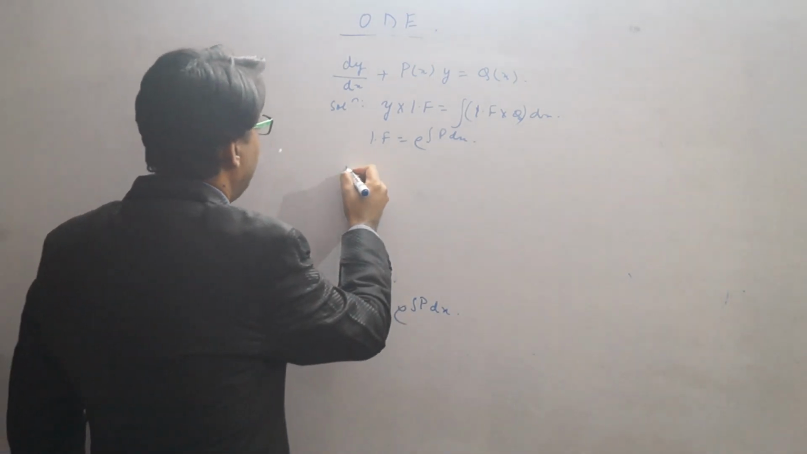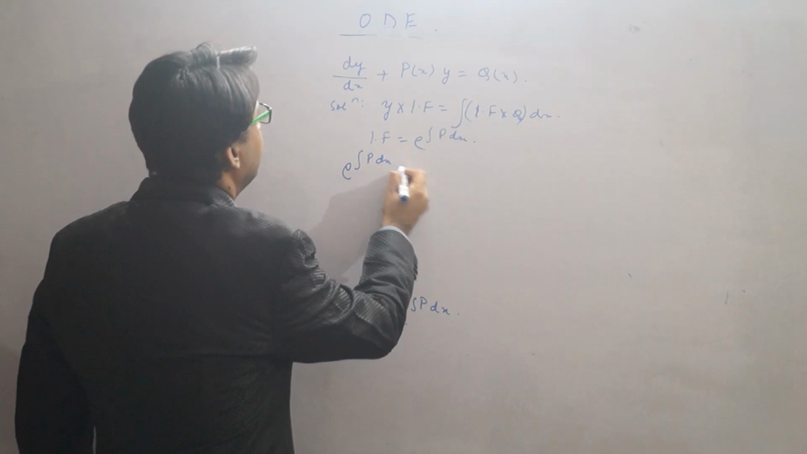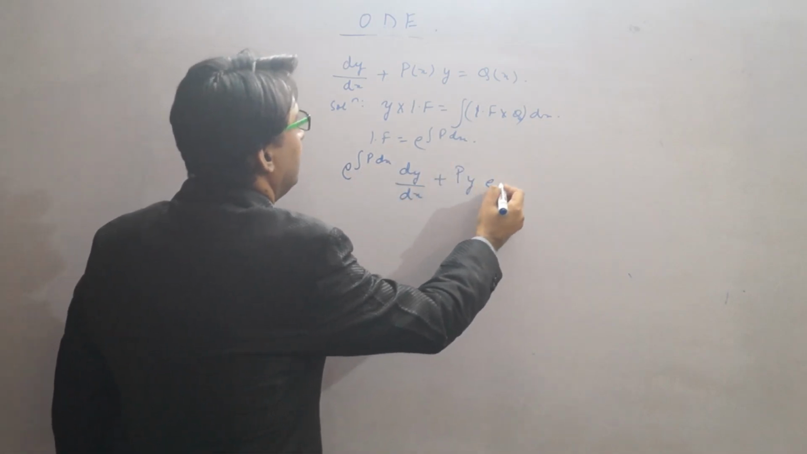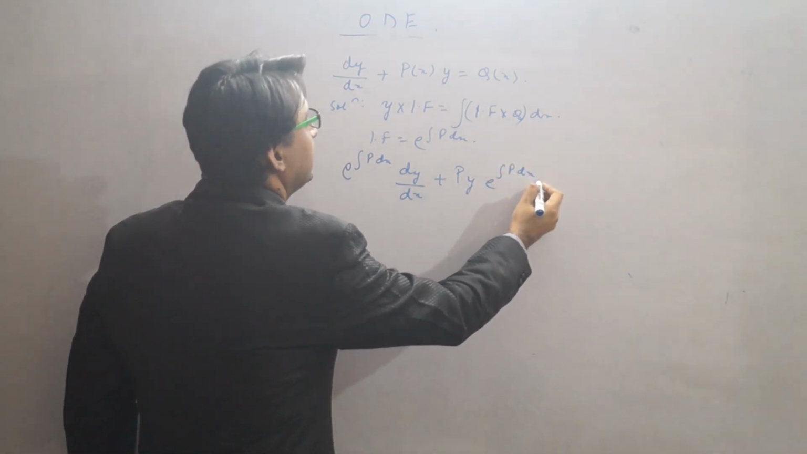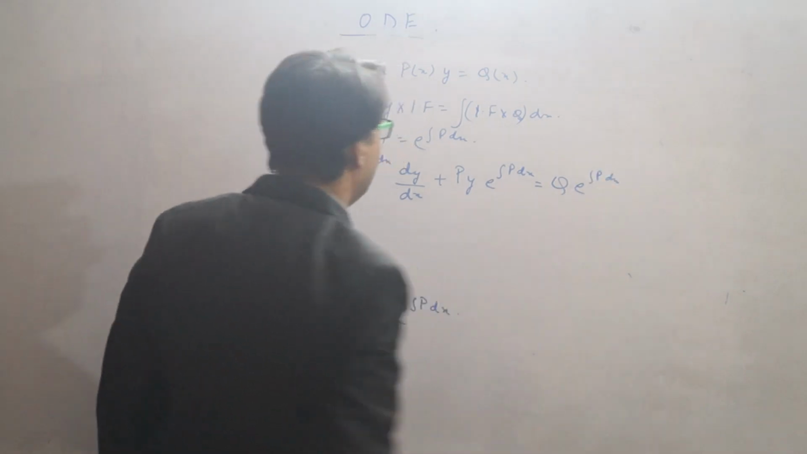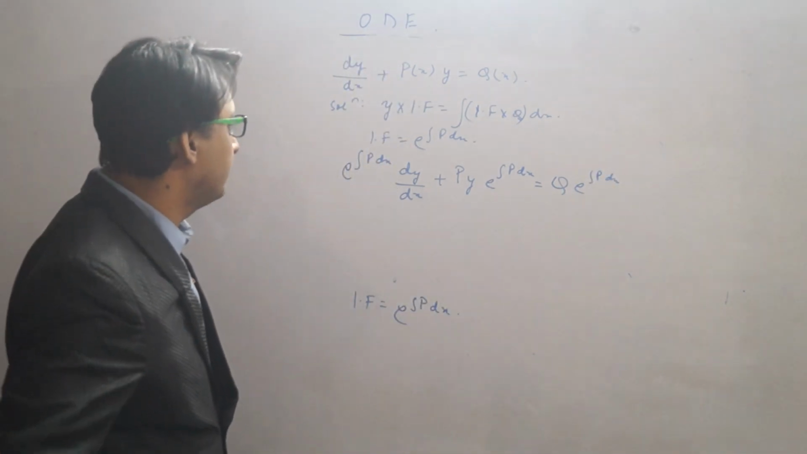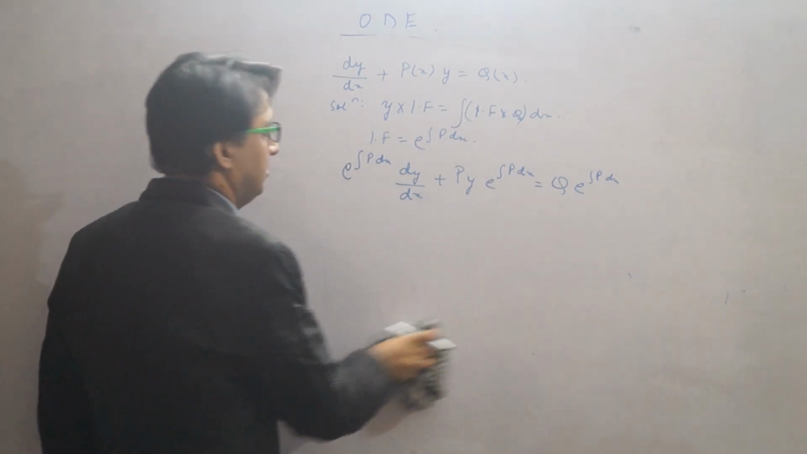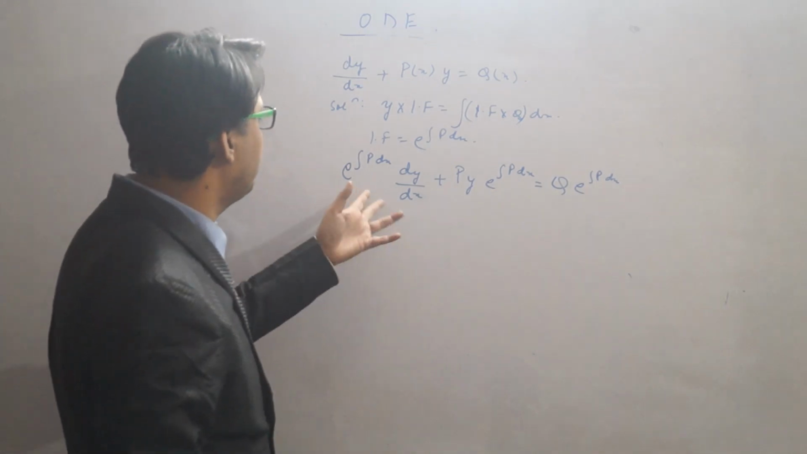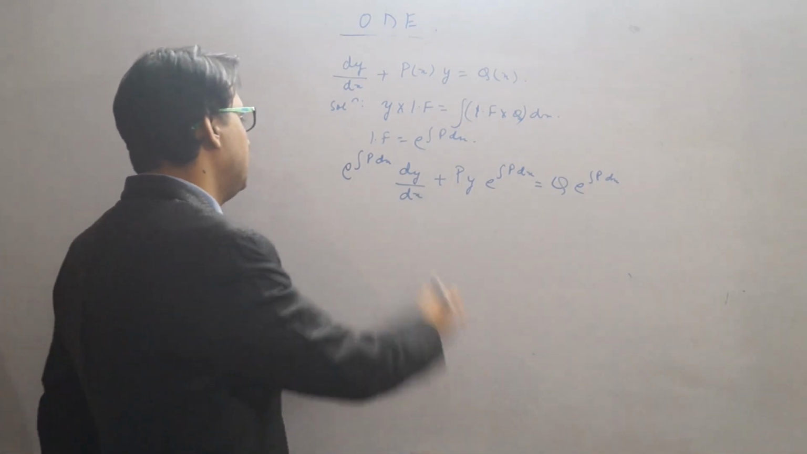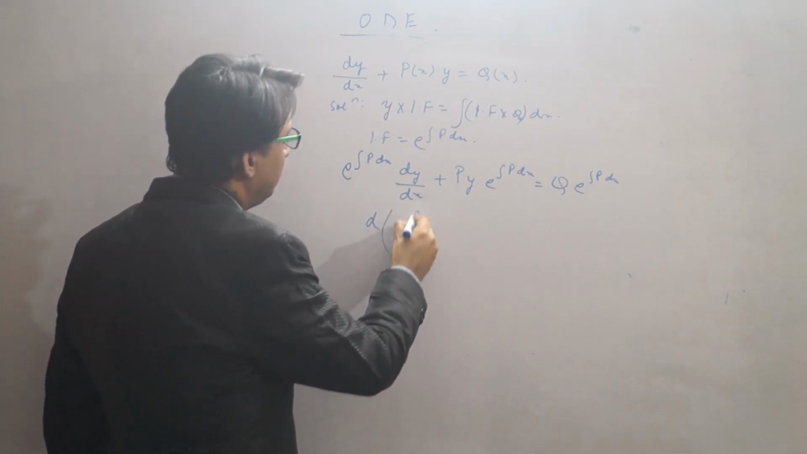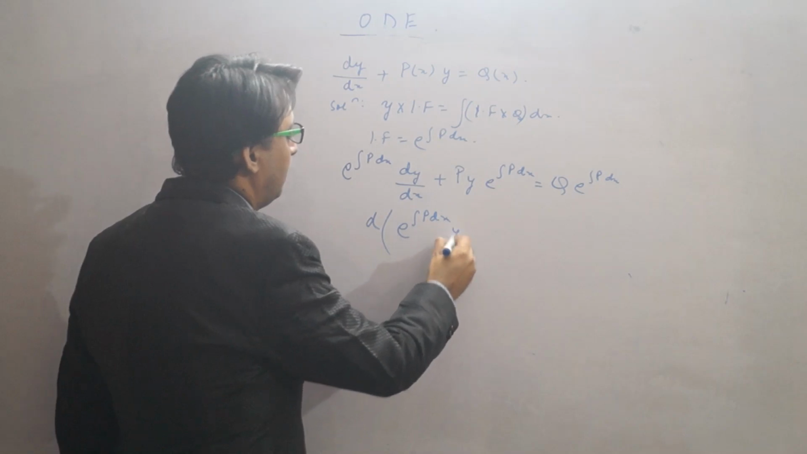So if I multiply e to the power integral P dx into dy by dx plus Py, we get e to the power integral P dx times dy by dx plus Py equal to Q e to the power integral P dx. How do we proceed further? We have made it exact, right? So what does it mean? It is a perfect differential by virtue of the integrating factor. So we can see the perfect differential, that is d of (e to the power integral P dx times y).